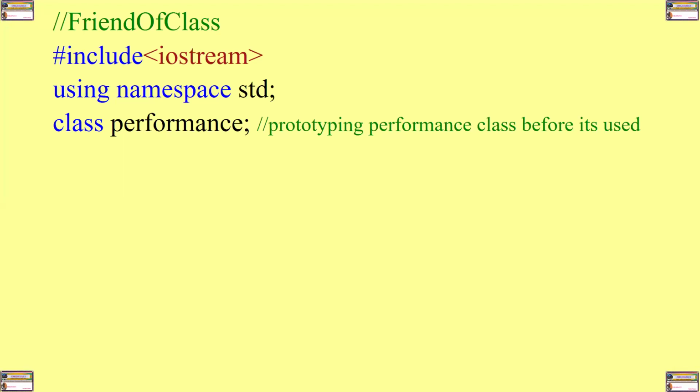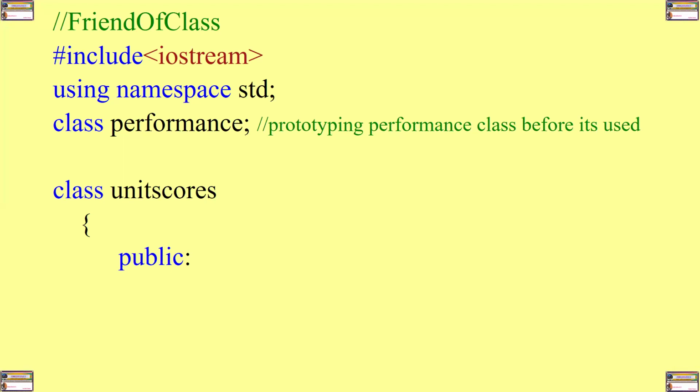Here, we have prototyped the performance class before it is used. We are prototyping so that we can refer to this class within our other class called unit scores. So we have prototyped the class performance so that we define it later. And then we now declare the class called unit scores.